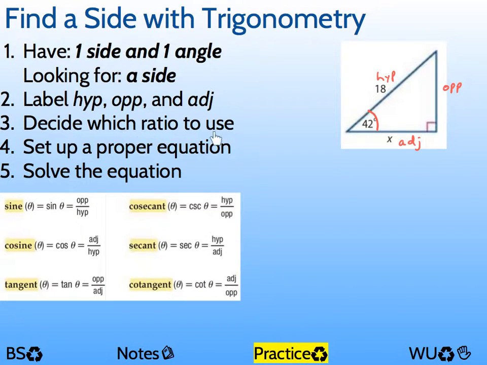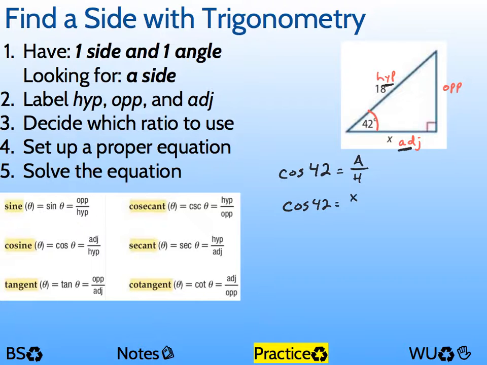Now comes the question of which ratio do you use? So, of these 6 ratios, there are 2 that you could use. The question is only going to ask for one of them. So, pause your video and think, which ratio should I use? I'll give the answer in 3, 2. Since we are looking for the adjacent and we have the hypotenuse, we're going to be using cosine. In this case, cosine of 42, the angle, is equal to the adjacent over the hypotenuse.